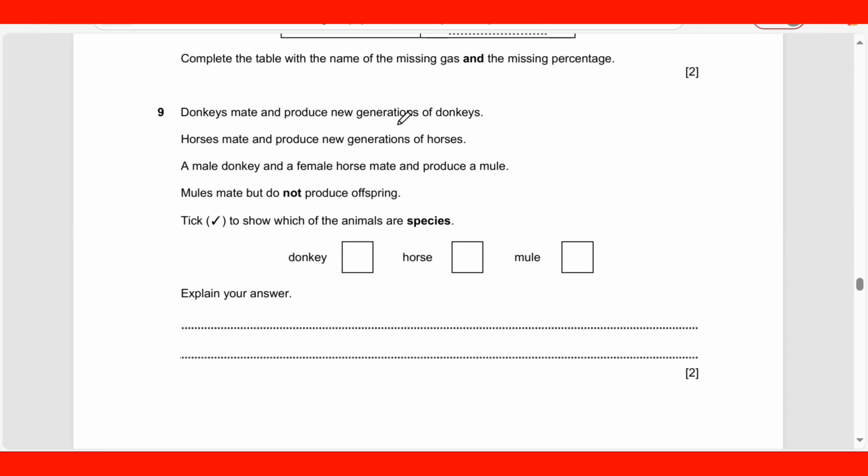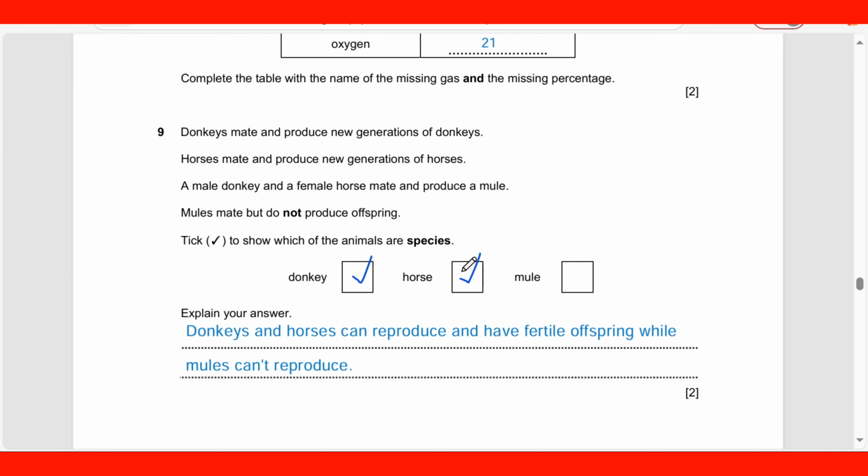Donkeys mate and produce new generation of donkeys. Horses mate and produce new generation of horses. A male donkey and a female horse mate and produce a mule, but mules do not produce offspring. Tick to show which of the animals are species: donkey, horse, mule, and explain your answer. Let's check out the answer, guys. Well, donkey and horse, because they can reproduce and have fertile offspring, while mules can't reproduce and have offspring.